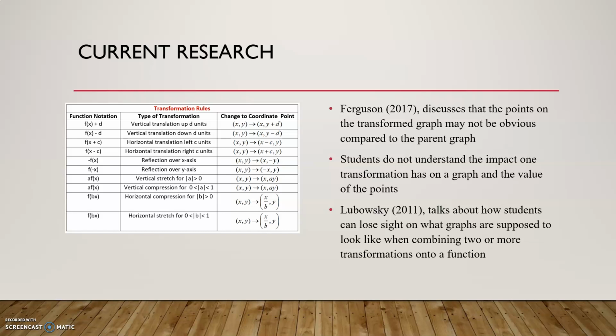Lebowski talks about how students can lose sight of what the graphs are supposed to look like when combining 2 or more transformations onto a function. For example, a quadratic function creates a U-shape or a parabola. If there are multiple transformations going on, such as a reflection or a shift, they may draw, instead of a U, a C because they think a reflection is rotating the graph rather than shifting and reflecting the graph.